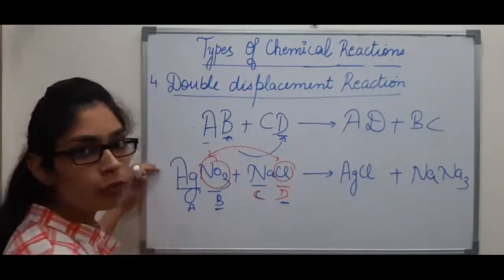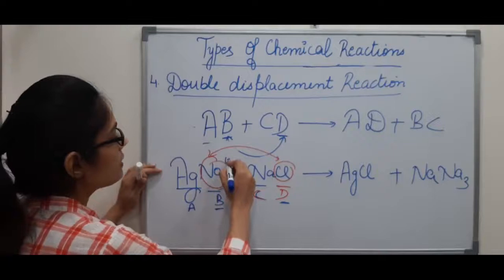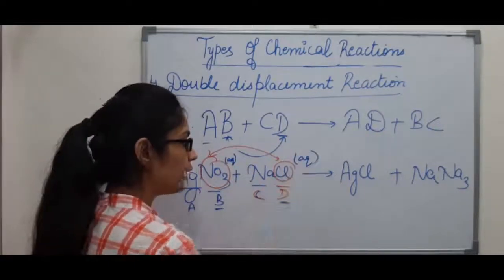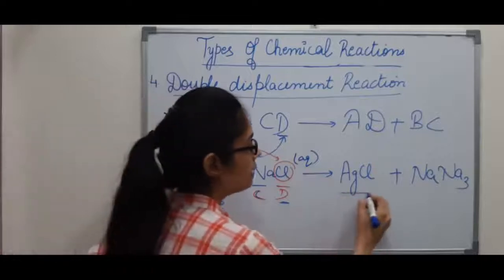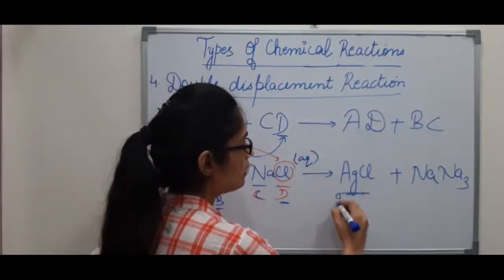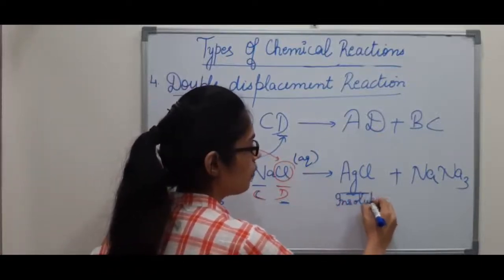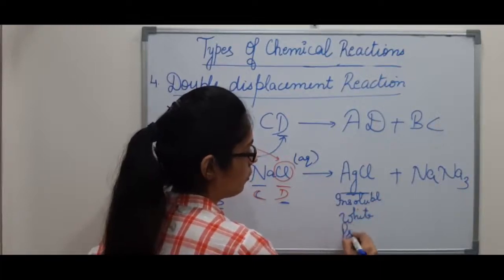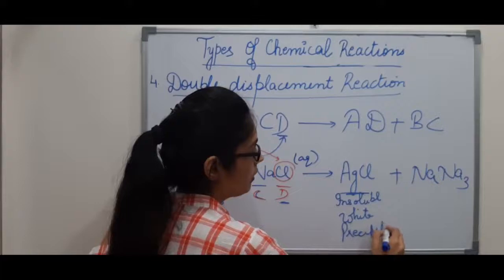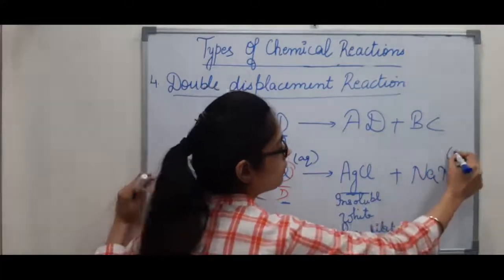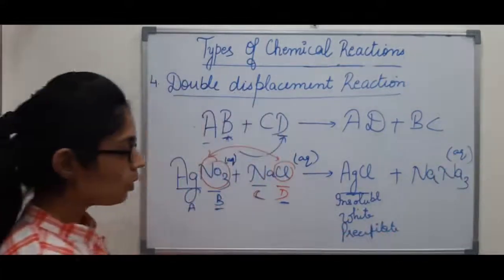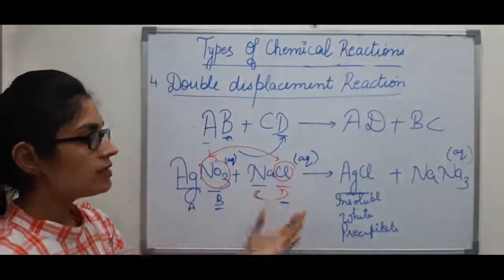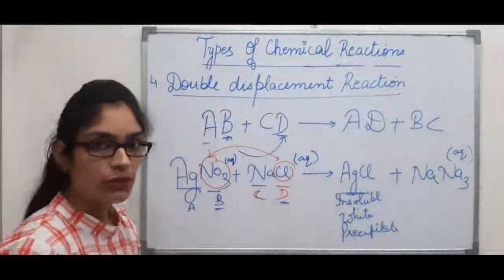But again we have to understand one thing. This is in aqueous state. Again this is also in aqueous state. But this is insoluble white precipitate. This is in aqueous form. The formation of precipitate shows that this is an example of precipitation reaction.